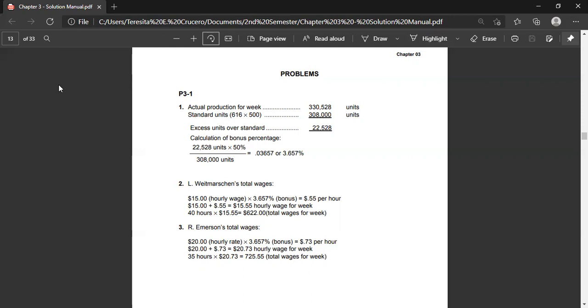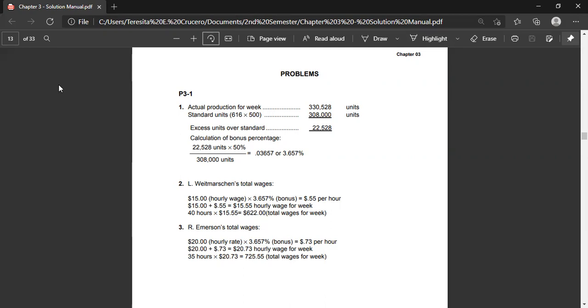The bonus is to be computed as follows. A, group success production over standard times 50% divided by the standard units for the week gives you the bonus percentage. B, individual's hourly wage rate times the bonus percentage equals the hourly bonus rate. The hourly wage rate plus the hourly bonus rate is the new hourly rate for the week. The total hours worked times the new hourly rate equals the earnings for the week.